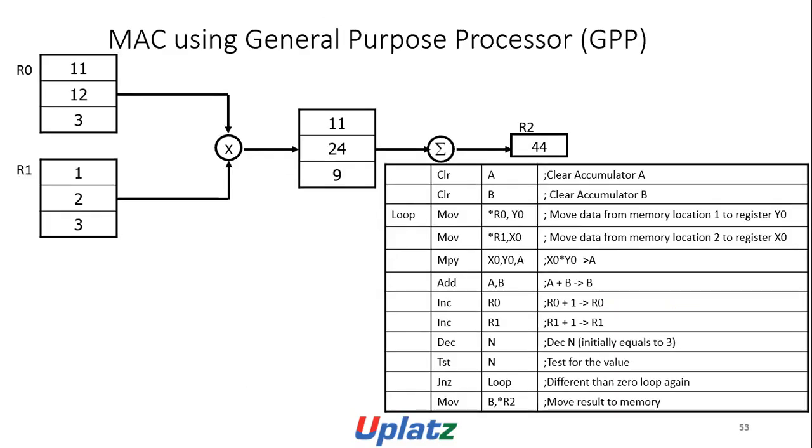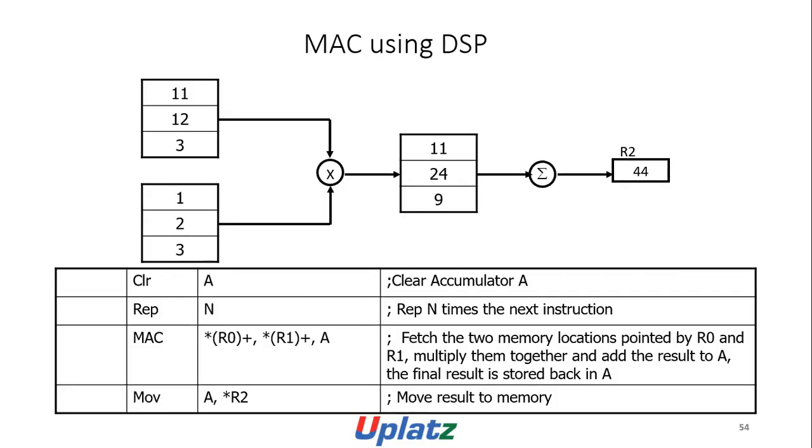MAC using a general purpose processor: we have R0, R1, and we multiply and get the output. A loop is involved, and we have to clear the accumulator, then move the instruction, multiply, add, then increment, test, and jump on loop. This is repeated several times over the R0 and R1 values, and the output is stored in the memory.